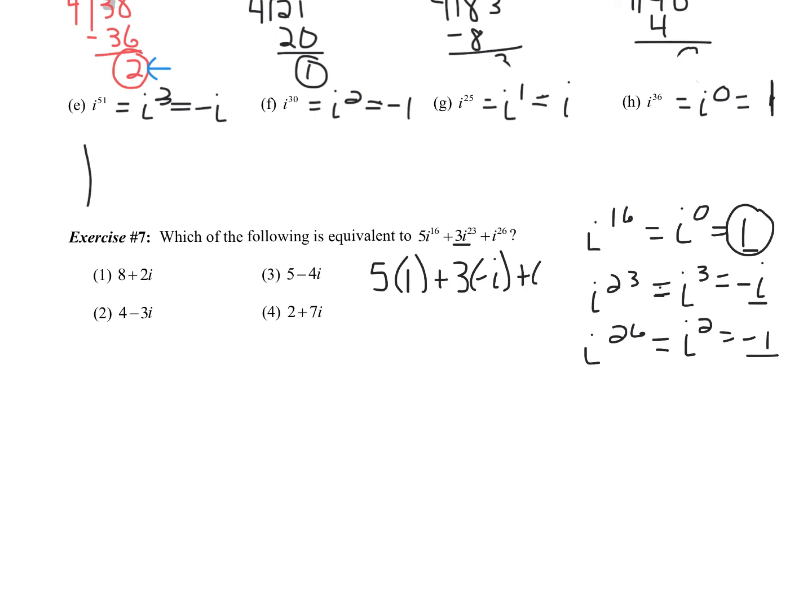And then plus a negative 1. So this is 5. This is a negative 1i, so 3 times negative 1 is negative 3i. And then i minus 1. So we can combine like terms now. That's 4 minus 3i.